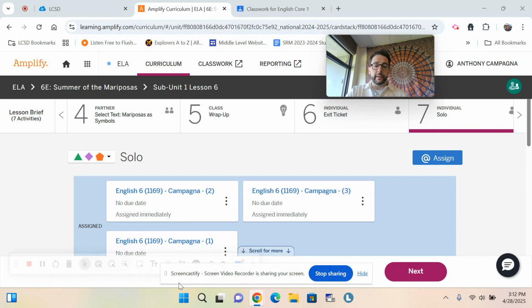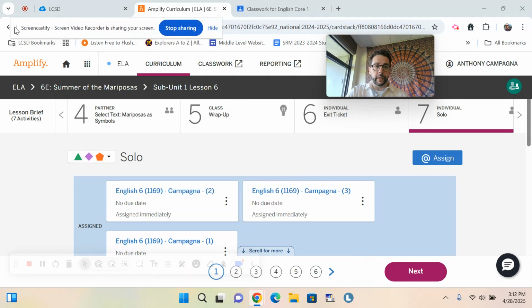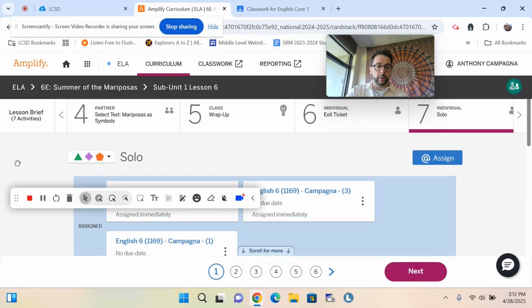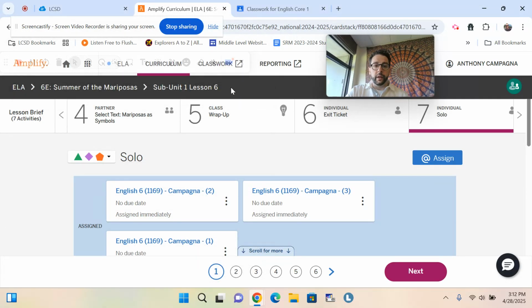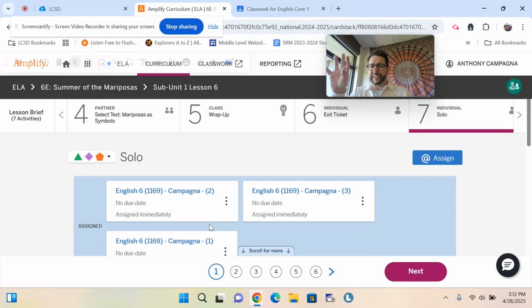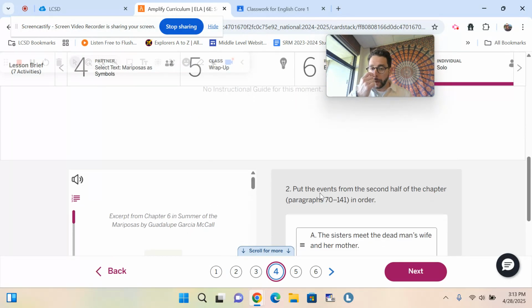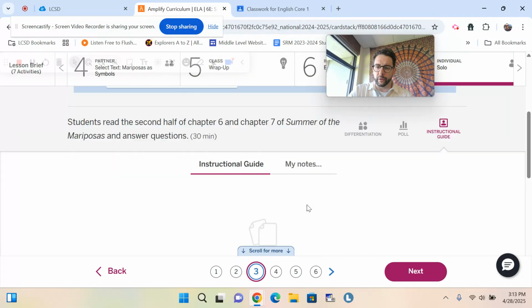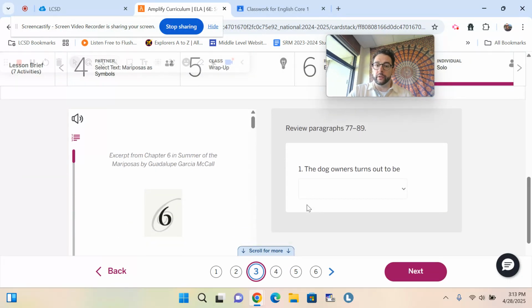The second thing that you're going to do is the solo. It's subunit 1, lesson 6. It's a split solo. We already read chapter 6 yesterday, so it's half of the second half of chapter 6 and then all of chapter 7. Cards 2 and 3 are just the chapters. Card number 4, oh, maybe I'm wrong. Card number 3 is a drop down.